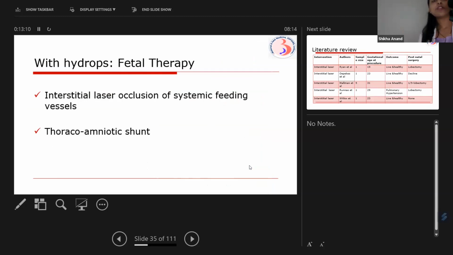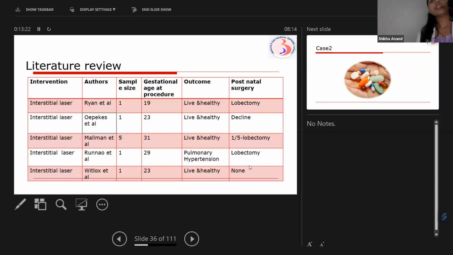And this is done in the form of interstitial laser occlusion of the systemic feeding vessel, which is a very new technique, and putting in a thoracoamniotic shunt. In the literature review of interstitial laser coagulation, the case reports show that it has a promising role, but we have not yet tried this in our center.